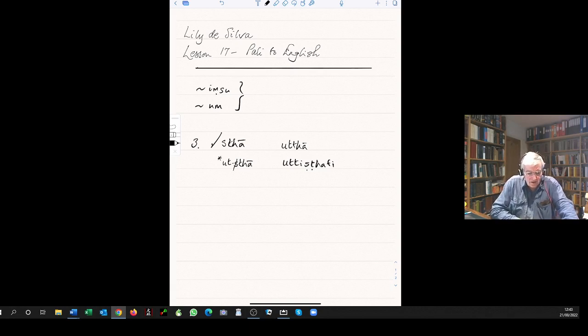Aham puttassa datum dussam sibbanto gitangayim. So gayati, third person singular, he, she sings. Gayim, I sang. Gitangayim, I sang a song. Doing what? Sibbanto, sewing. Sewing what? Dussam sibbanto, sewing a cloth. Sewing cloth. For what purpose? Puttassa datum, to give to my son.